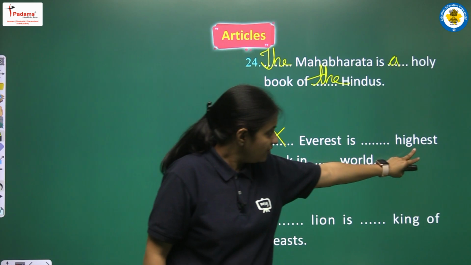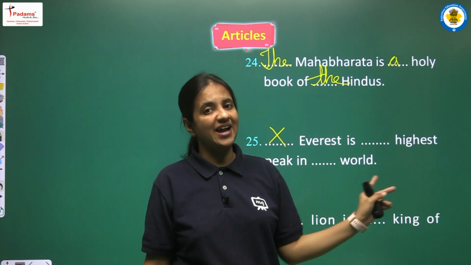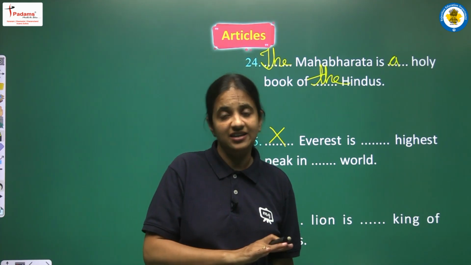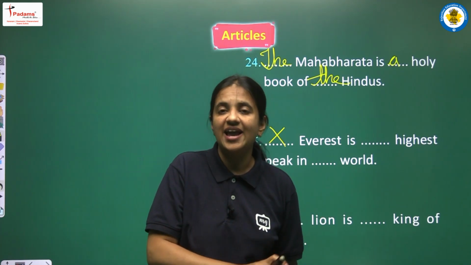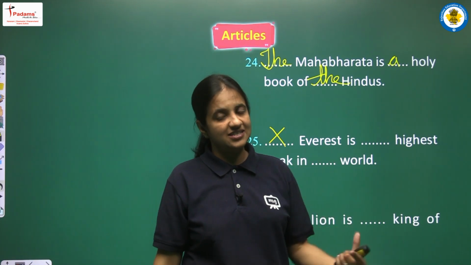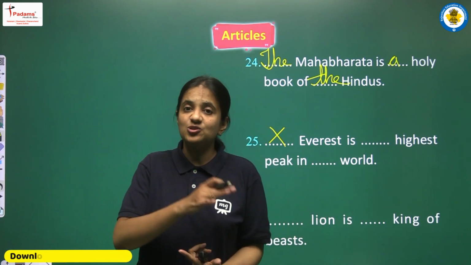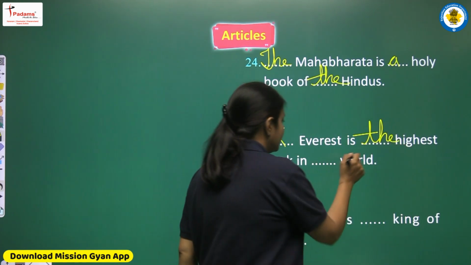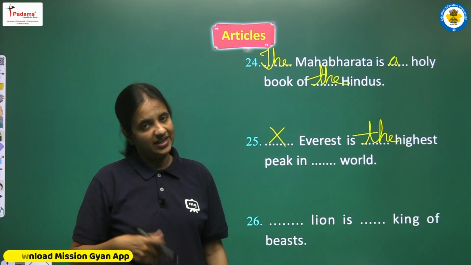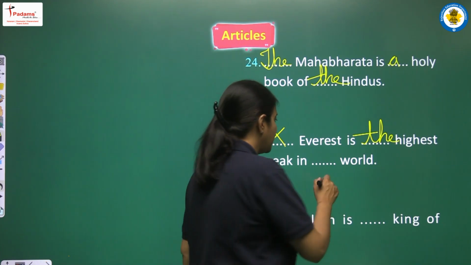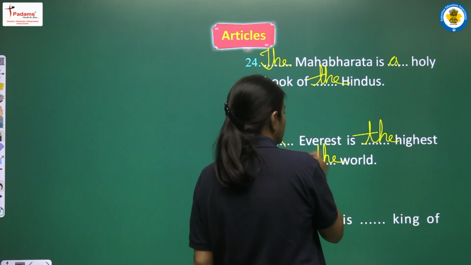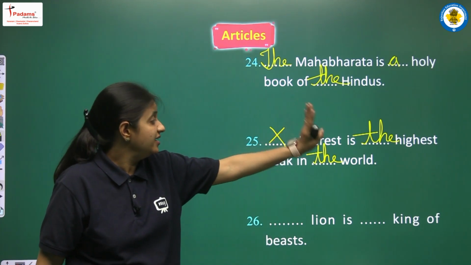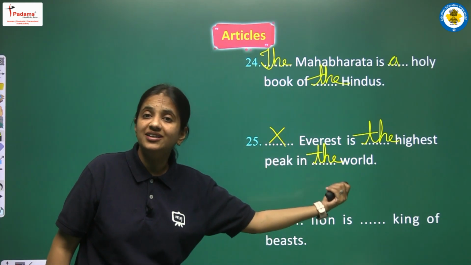Okay, next we are having highest. So what is highest? Highest is the superlative degree of high. Yes, high, higher and highest, and this is a rule that always before the superlative degree we have to write the. Next we are having world. So again world is a unique object. So in this blank also we have to use the. So the sentence will be Everest is the highest peak in the world.